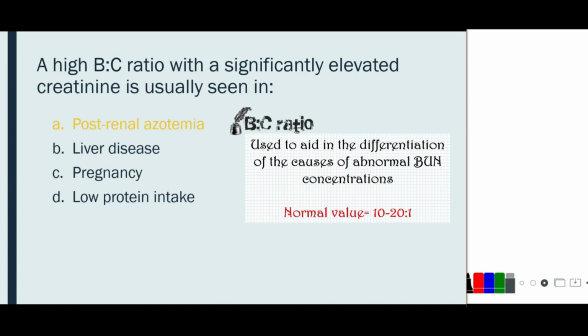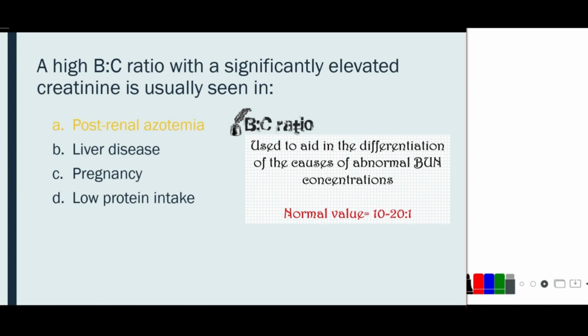Remember that the normal BC ratio ranges from 10 to 20 is to 1. So that means to say, guys, that under normal condition, BUN concentration is higher by 10 to 20 times compared to that of the creatinine concentration.